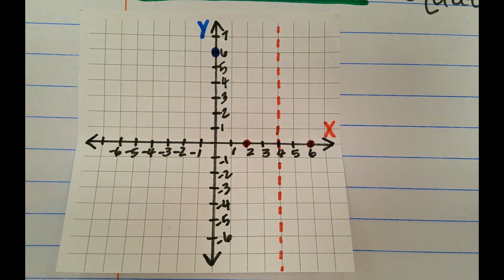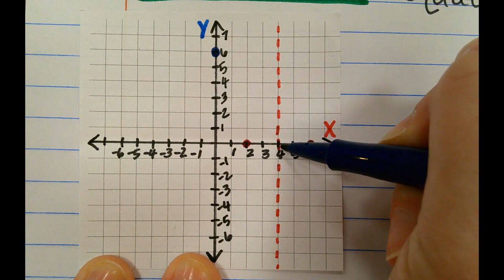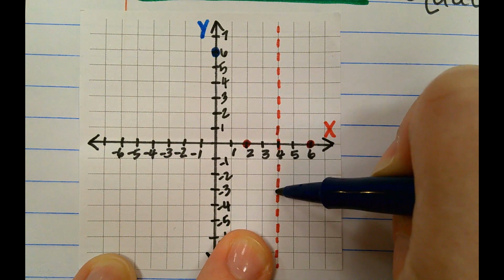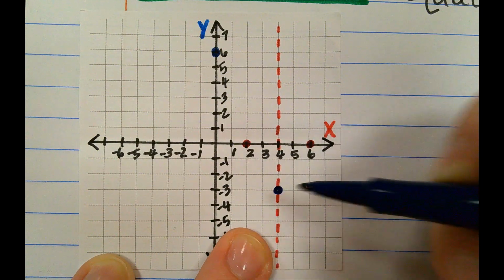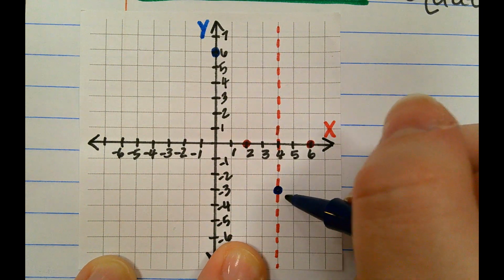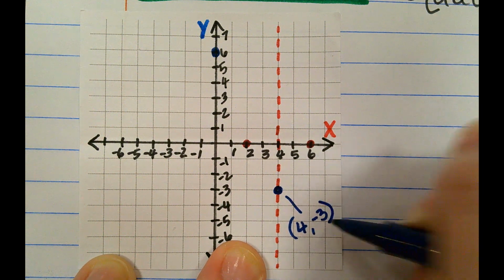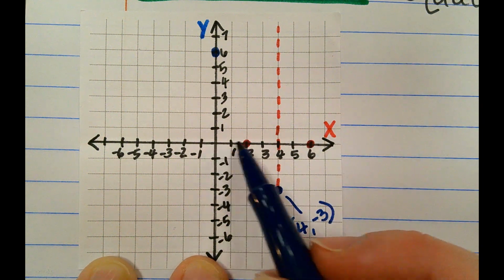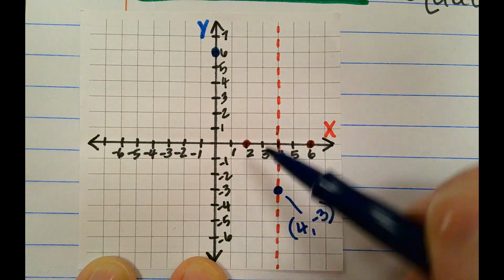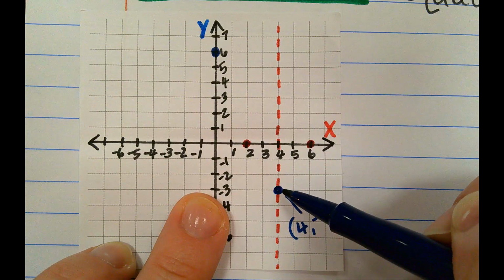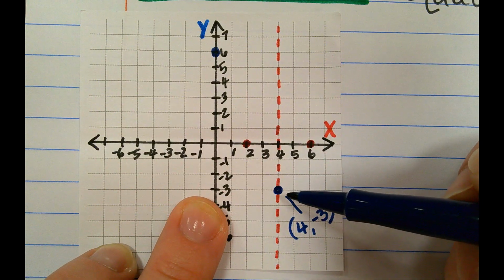And then one last point after that. We're going to put a point at 4 for x, -3 for y. So 4, -3 will be right here. I'll label this one. 4, -3. Remember the x value comes first, so trace over to 4 on the x-axis. The y value is second, so now I go down to -3, and that is 4, -3.